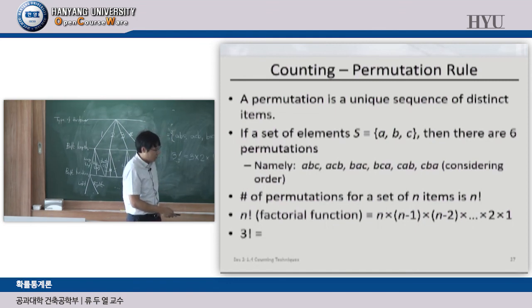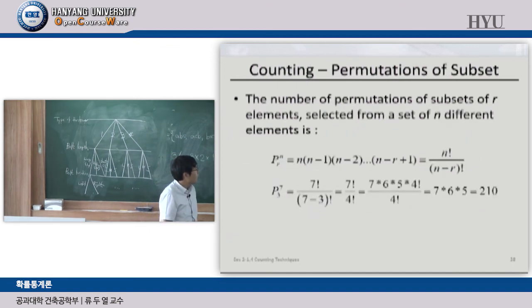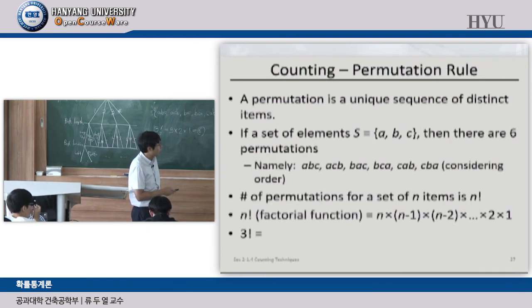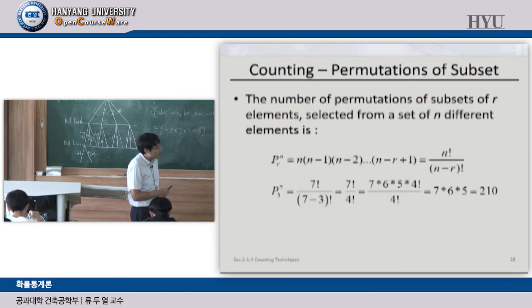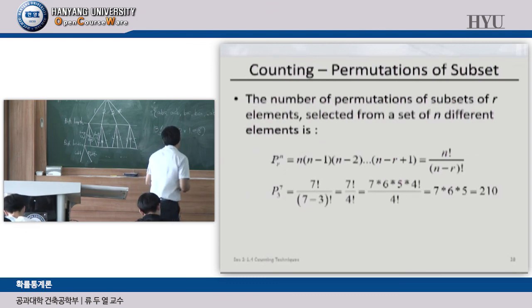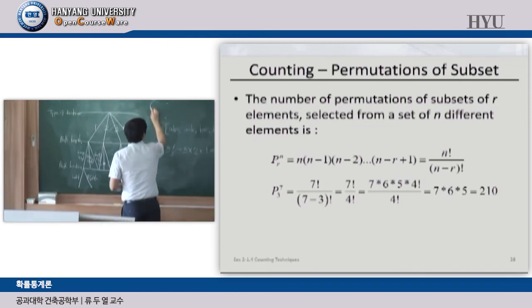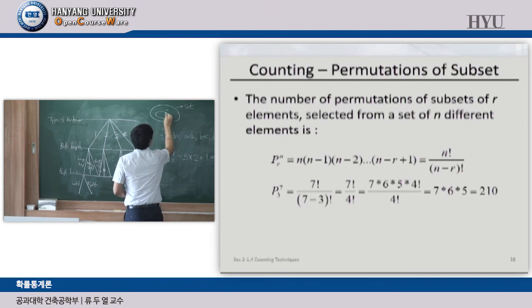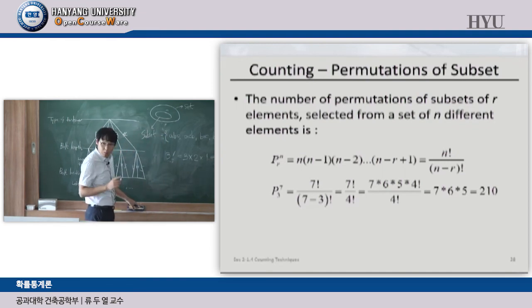And now we know about 3 factorial. So based on the permutation, we can also calculate the permutations of subsets. In the previous case, we only had a set. But in this case, we have a subset in a set. This is the set. This is the subset. Okay? So in this case, we want to calculate the number of permutations from this subset. Okay?